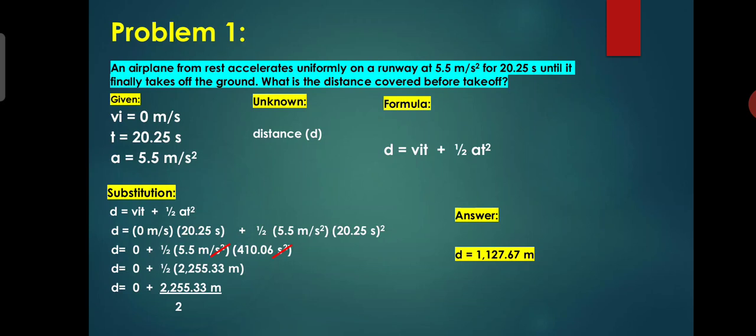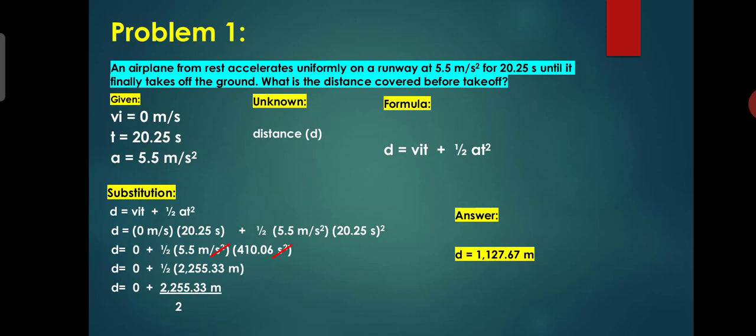Formula is Vit plus 1 half at squared. Now, we are going to substitute the given in the formula. So, the distance is equal to Vi is 0 meter per second times the time, which is 20.25 seconds. Automatically, any number multiplied by 0 will become 0. So, if you multiply that 0 by 20.25 seconds, then that is still 0. Plus 1 half, 5.5 meter per second squared, that is the acceleration, multiplied by the time, 20.25 seconds, but the time should be squared, right?